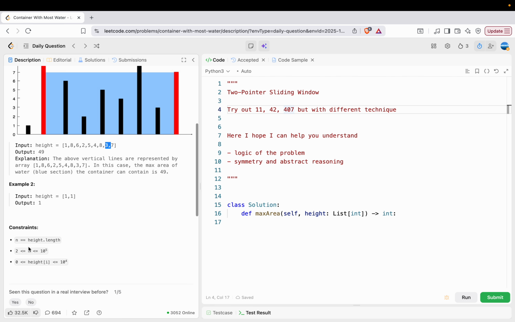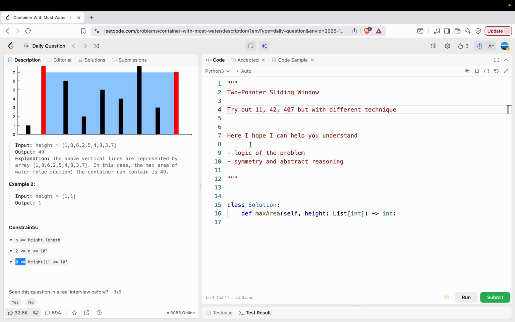Before we explain the logic, we also quickly look at the constraints. Here the length can be as long as 10 to the power 5. 10 to the power 5 is a decently large number. Therefore, we need to think of the time complexity of the algorithm. The lower bound 2 is nothing but for consistency. For the height, we just need to pay attention to this one, greater than or equal to 0. In other words, all non-negative, right? With that said, we are ready to do the coding.